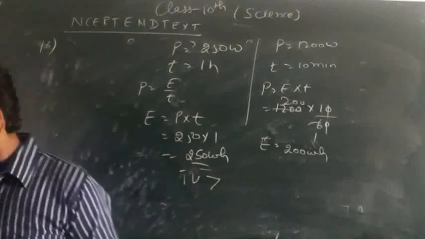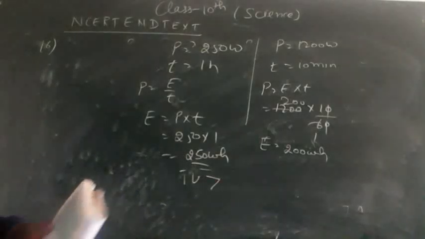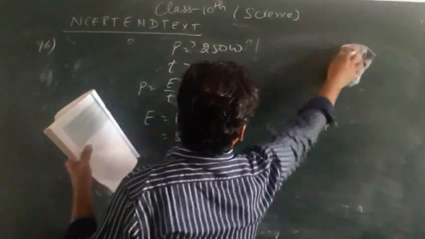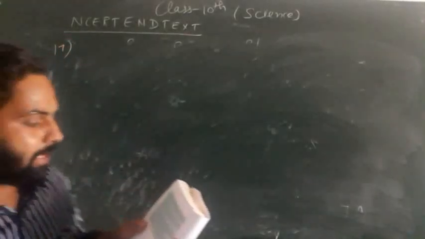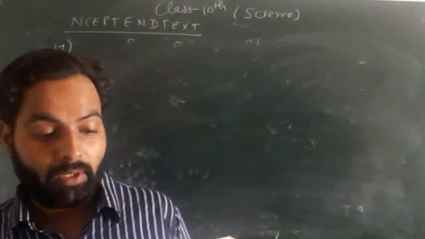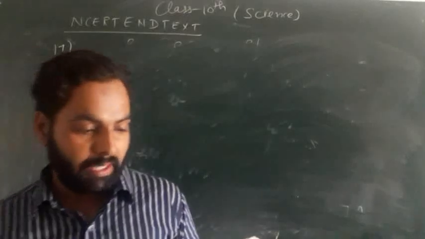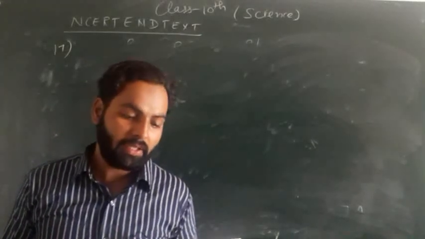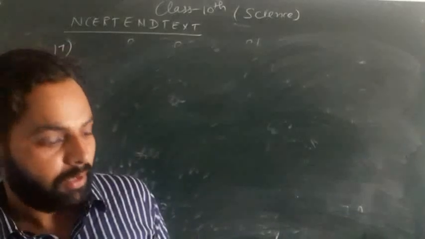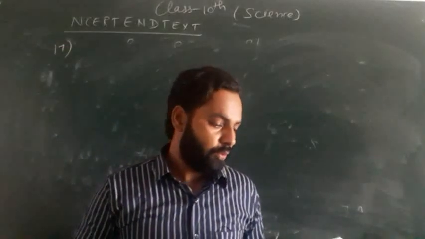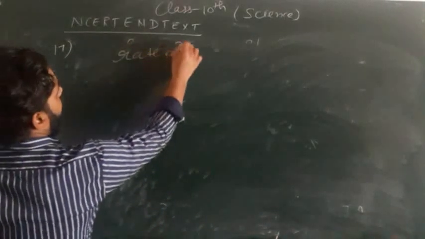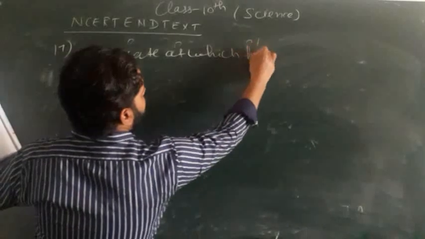Now question number 17. What is given in question number 17? They are given an electric heater of resistance 8 ohm drawing a current of 15 ampere from the service mains for 2 hours. Calculate the rate at which heat is developed in the heater. So we have to calculate the rate at which heat is developed, which we have discussed earlier.